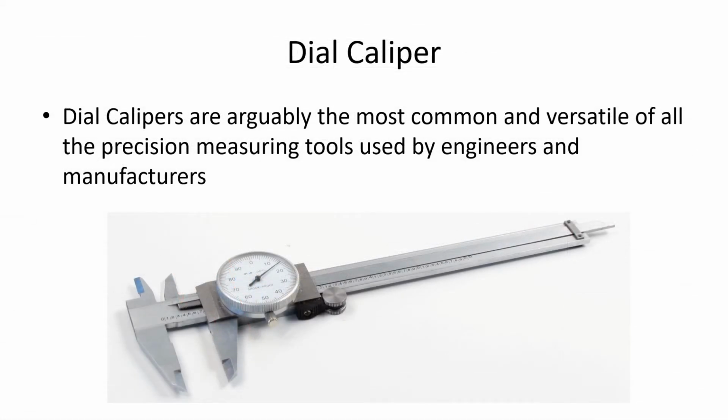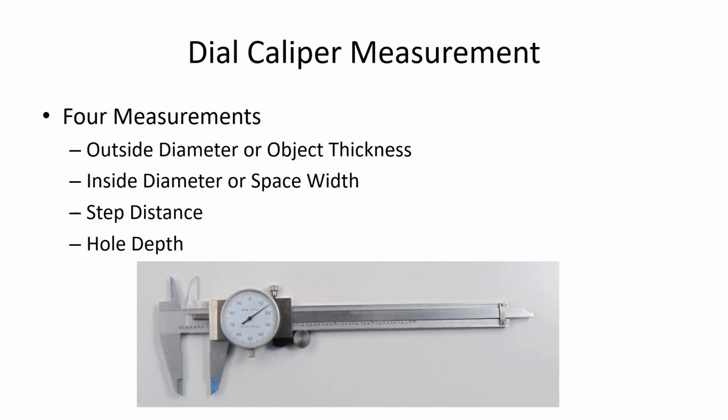Dial calipers are arguably the most common and versatile of all the precision measuring tools used by engineers and manufacturers. As we said, there are 4 different measurements you could take using a dial caliper: an outside diameter or object thickness measurement, an inside diameter or space width measurement, a step distance, and a hole depth.